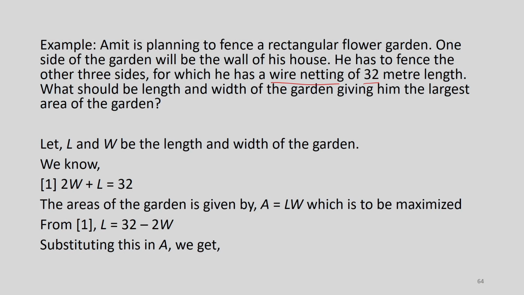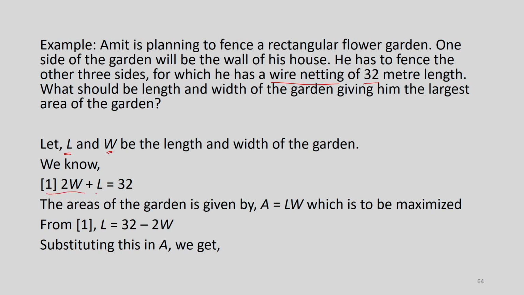Our problem is to help him solve this question, that if he wants to maximize the area of the garden, then what should be the length and width of that garden. Let us assume that L, capital L, is the length of that proposed garden and W is the width of that garden.